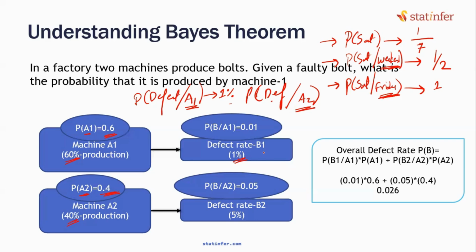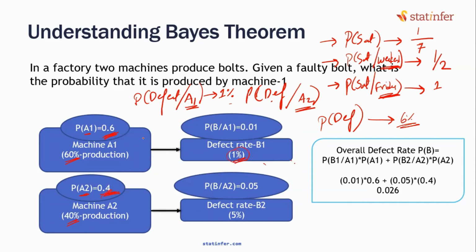Now, what is the overall defect rate? If I want to know the overall defect rate, how much is it? Can I simply add 1% plus 5%? Overall defect rate is 6%. Does it make sense? Does it work like that? No, because A1 produces 60%, A2 produces 40%. They are different. You have to give the weightage.